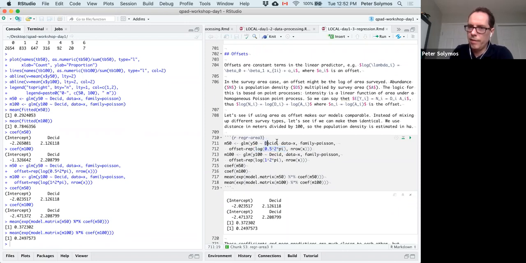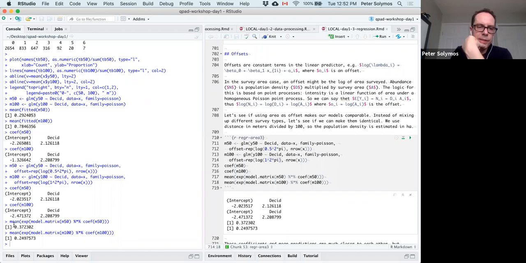And we have deciduous as a fixed effect, plus this offset. The next one, when we have 100 meter radius surveyed, then we take the counts from the 100 meter survey, same fixed effects, but now we have the area as 1 squared times pi, which is pi, and 1 because 100 divided by 100 is 1. So that's the 100 meter radius, repeated the same way. So we hope that this is going to take care of everything.